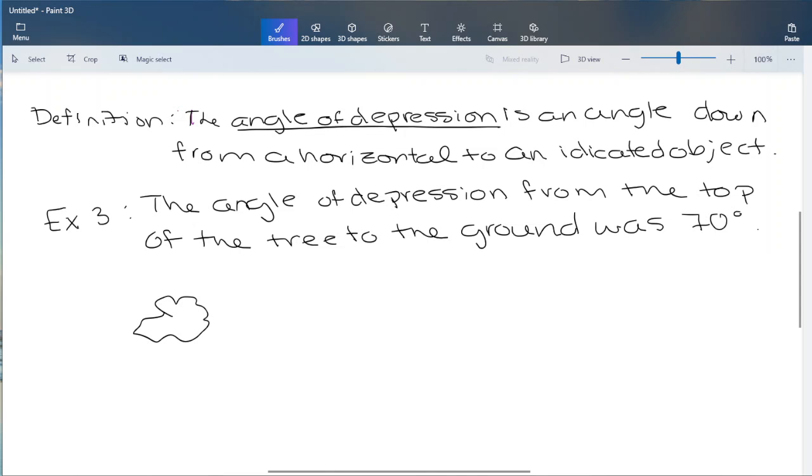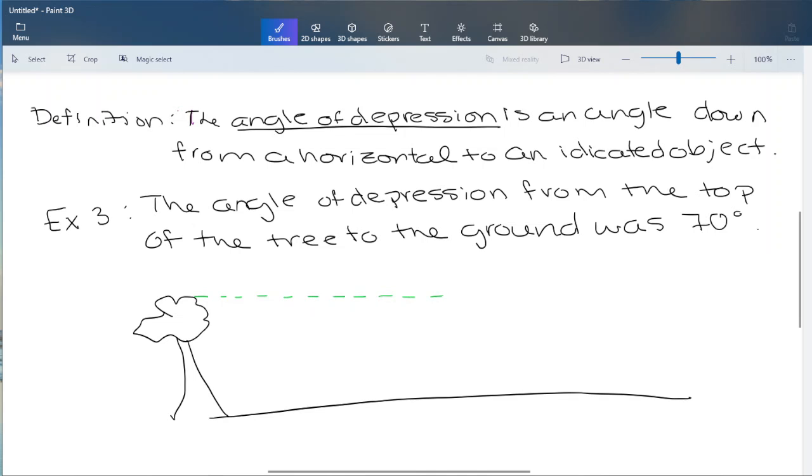So here's our tree, and then we have the ground. Now, if we're saying that the angle is from the top of the tree, then the horizontal that we're talking about is from the top of the tree. So then the angle that we're looking at is going to be this one that points down to a fixed point on the ground. And this angle here would be our angle of depression.